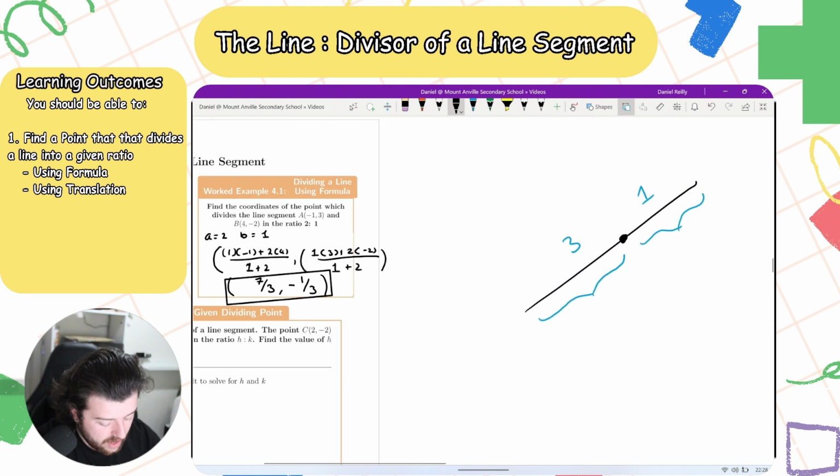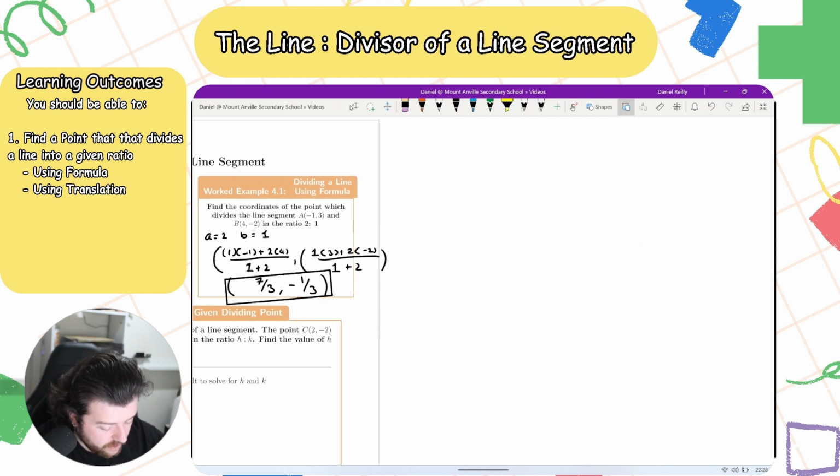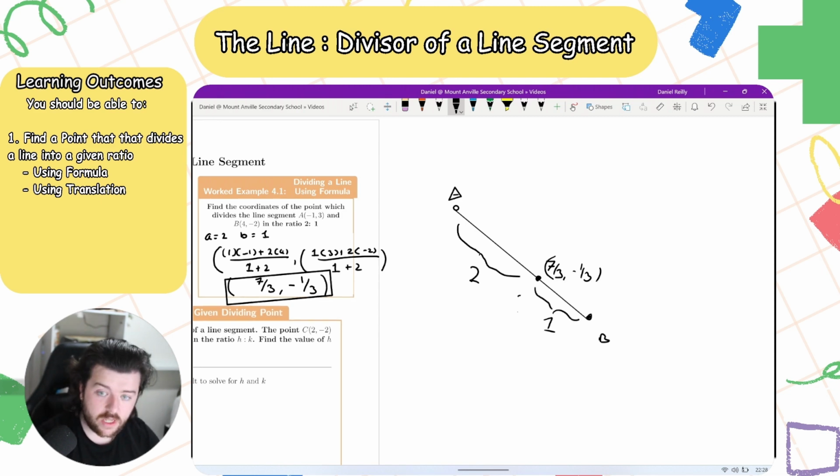So I have a line here. B is 4 minus 2, so say it's down here. A is up here. That's A. That's B. I found a point on this line that divides in the ratio 2 is to 1. So it'll be something like this: 7 over 3, minus 1/3. So this length is going to be 2 times this length. The ratio 2 is to 1.